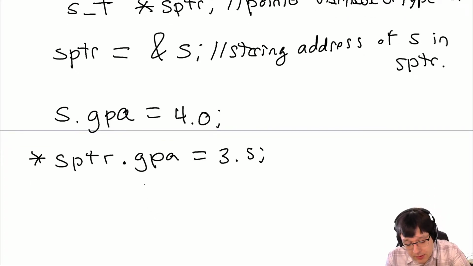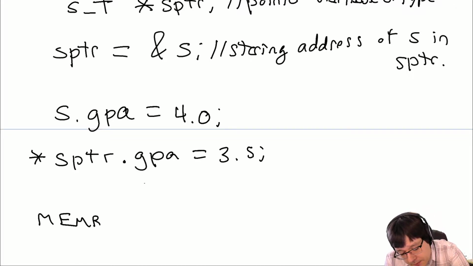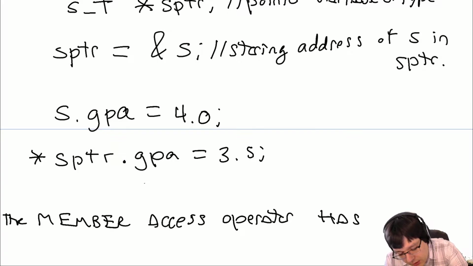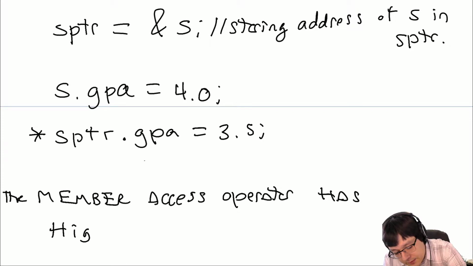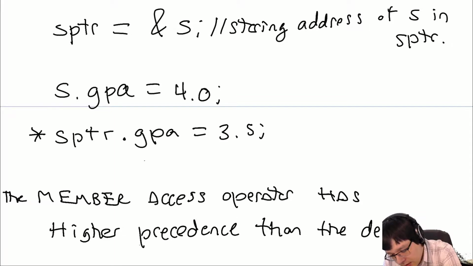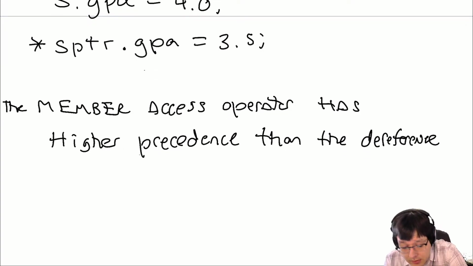So maybe I should write that down. So the member access operator has higher precedence than the dereference operator. Dang, it just looked messy. I've got to write slower. I just get impatient writing. By the way, the dereference operator is also known as the indirection operator.